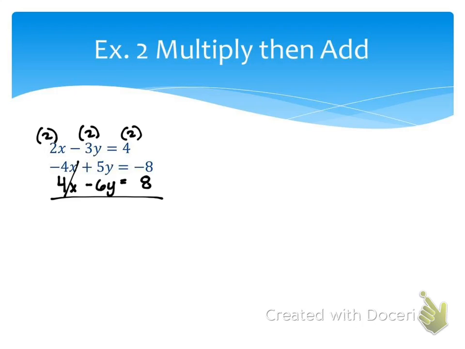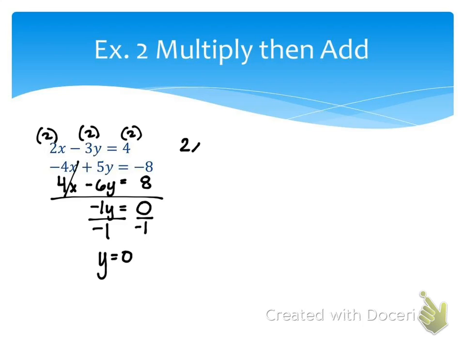5y minus 6y is negative 1y. Negative 8 plus 8 is 0. Divide by negative 1, and what does y equal? 0. I have to plug this back in, and this time I can plug it into any one of these equations. It does not matter which one. You can plug it into first, second, or third. You will get the same answer no matter what. So I'm just going to plug it into the first equation.